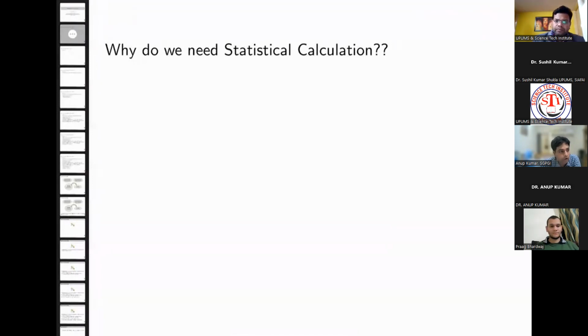Have you thought of an answer to this? You can write down the answer in the chat box also: why do we need statistical calculation? This is my question. If you are free to write in the chat box, I want to see what is the reason behind this statistical calculation. What do you think of this question? What will be the answer of this question?